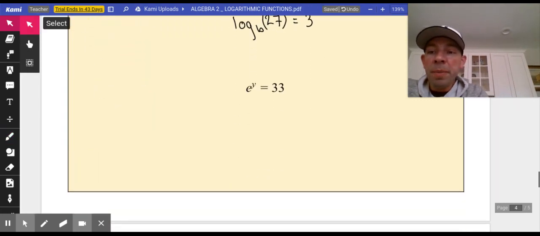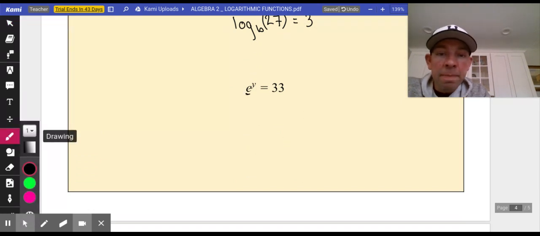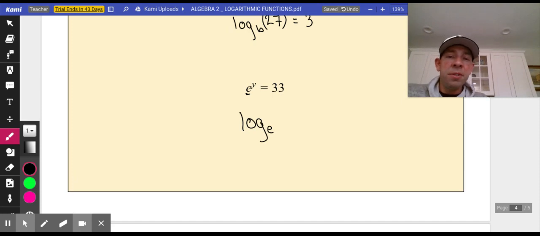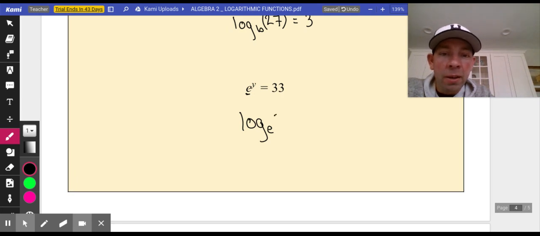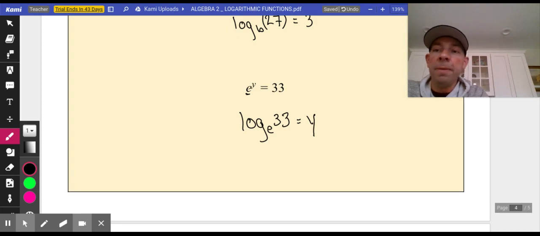All right, who's your base value? Your base is e. So we'll say log base e. That e represents Euler's number. It's a constant, 2.718, but that's not a real big deal for today. Of 33, and you want to set that equal to your exponent.